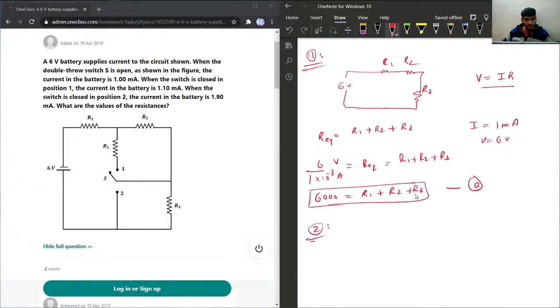Now we'll go for the second condition. When the switch is closed in position 1, the current in the battery is 1.10 milliamp. So again I have 6 volt here, then I have one resistor, then this one, and this is connected. So in this case, the current will not go in this R3 because the current will take the shortest path, no, sorry, the current will go, yup, that will be for the third one. So current will go in R3 also, so I will include R3. So this was R1, R2, R2 and R3.